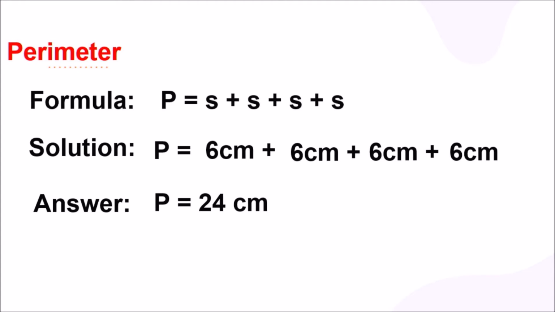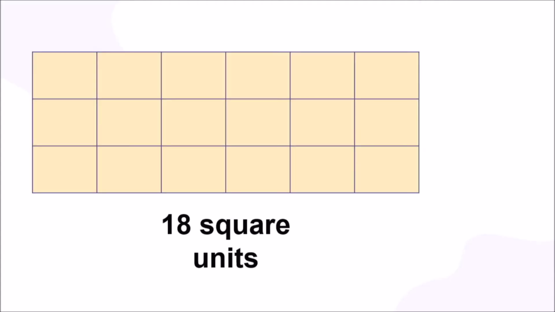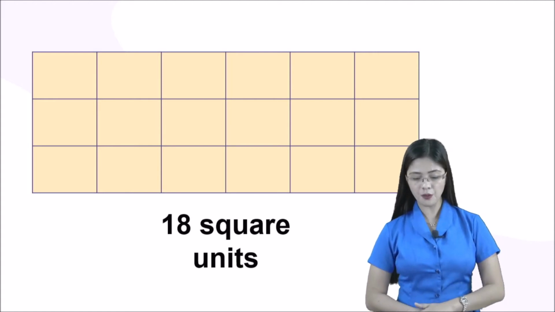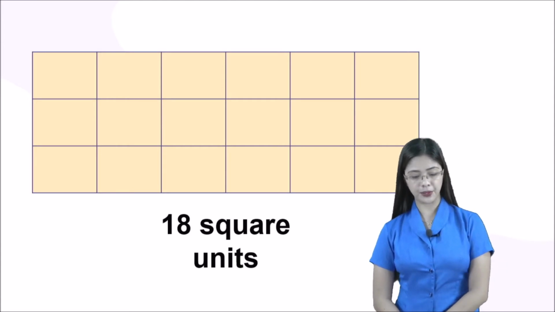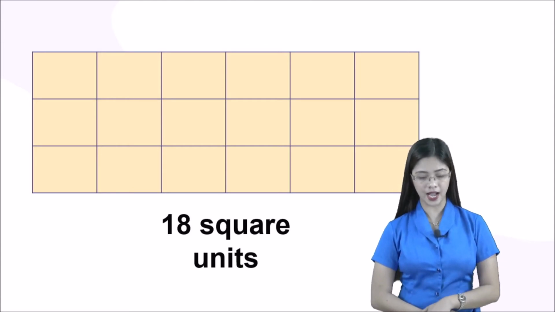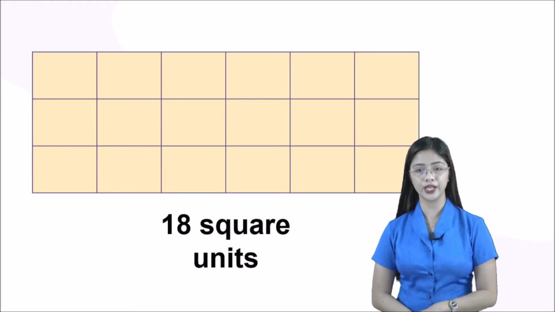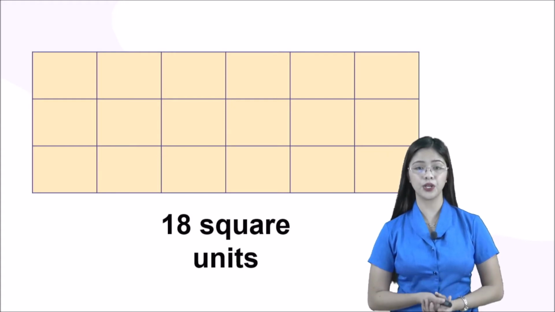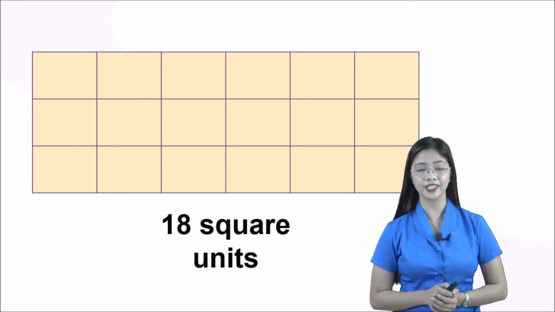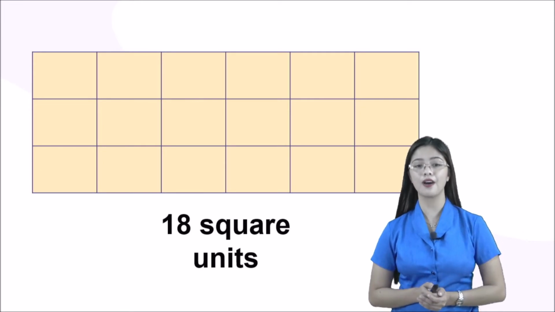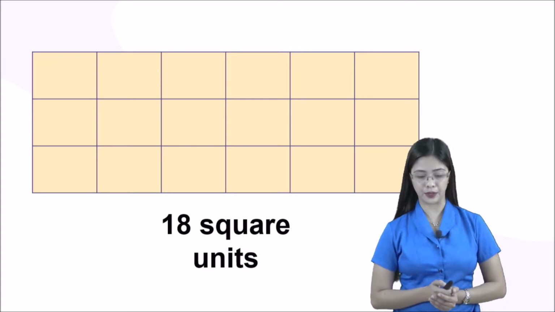Okay? So, now, kids, I have here this one. Look at this figure on your screen. Here, we are going to find out the area. So, how many square tiles are there in the given figure? Remember, kids, that each square tile is equal to 1 square unit. So, to get the total square units, all you need to do is to count the square tiles. And in here, kids, we have a total of 18 square units.